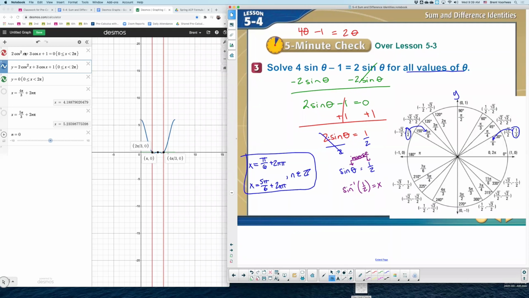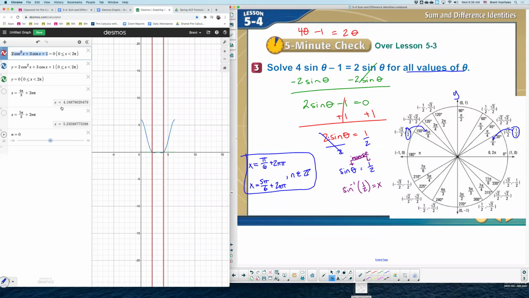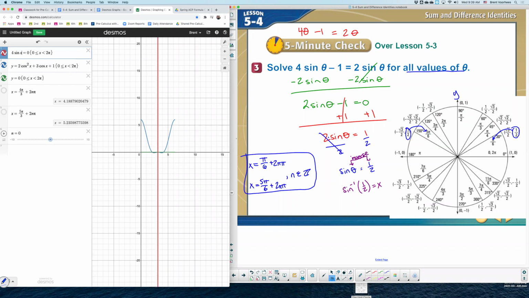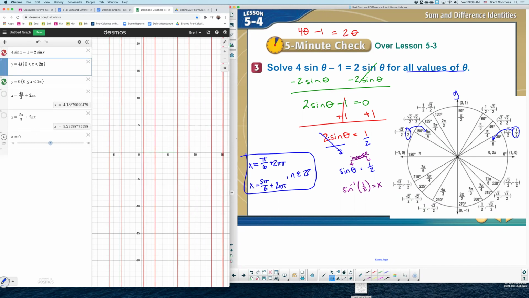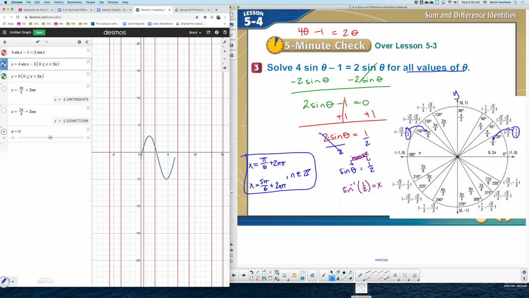Let's check that answer out. Here we have 4 sine, I'm going to use x, and here I'm going to substitute x in, equals 2 sine x. Notice I graphed the original equation as given. I'm going to delete that. So now I come to the second equation. I'm going to type the left side, 4 sine x minus 1. Again, I'm going to remove the restriction. And then 2 sine x.